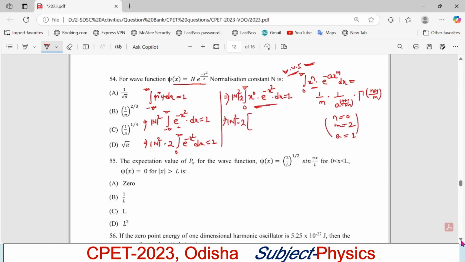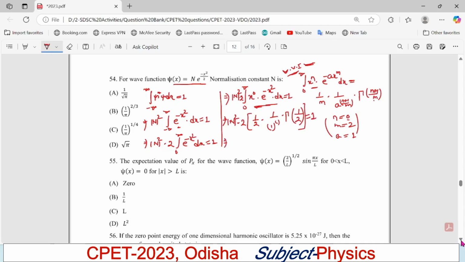1 by m. 1 by m means 1 by 2 into 1 by a to the power, a means 1. So 1 by 1 to the power anything will be equal to 1. Leave it. Gamma of (n plus 1) by m. N is how much? N is 0. 0 plus 1, that means 1 by m. M value is 2. Is equal to 1. Right?